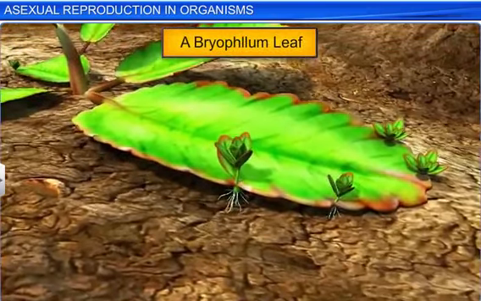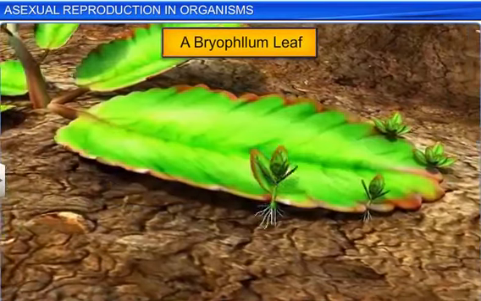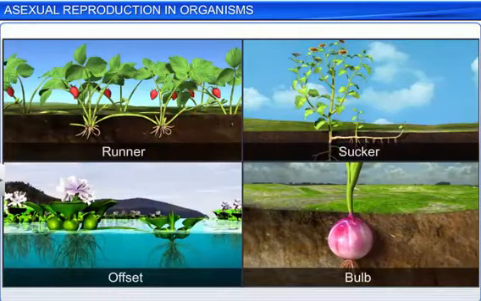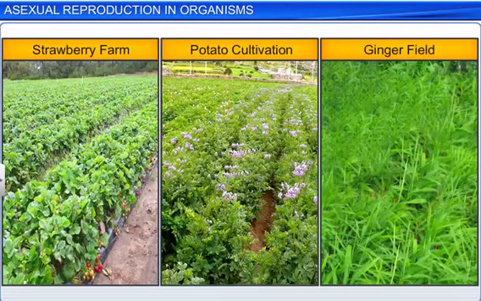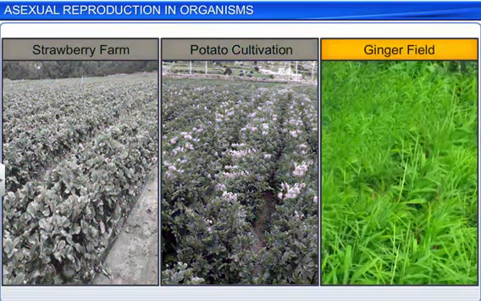Bryophyllum, on the other hand, have notches on the margin of their leaves that give rise to adventitious buds that fall off and later germinate into new plantlets. Apart from buds and nodes, runners, suckers, offsets, and bulbs are other examples of vegetative propagules in plants. Interestingly, farmers and gardeners make full use of vegetative propagation for commercial cultivation of various plants, including strawberry, potatoes, and ginger.